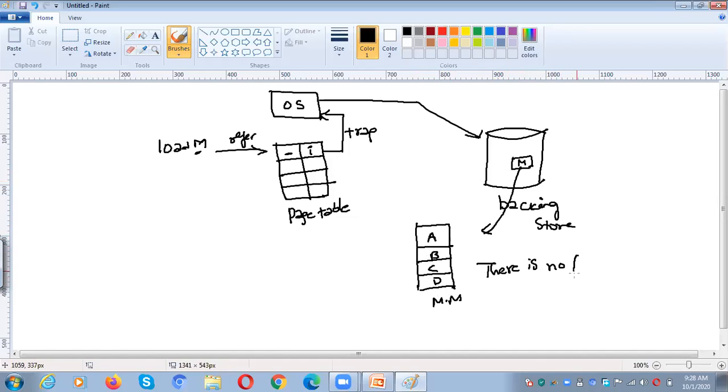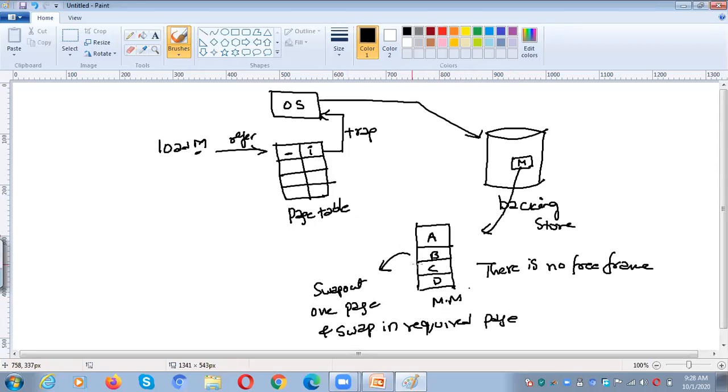There is no free frame. So whenever there is no free frame, what does the operating system have to do? We need to swap out one page and we need to swap in the required page.